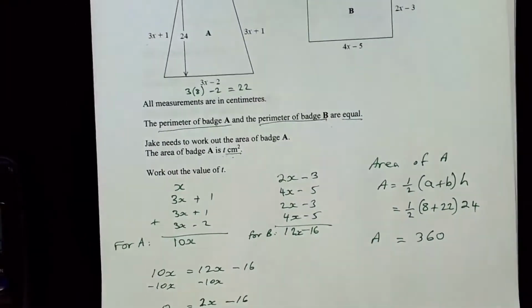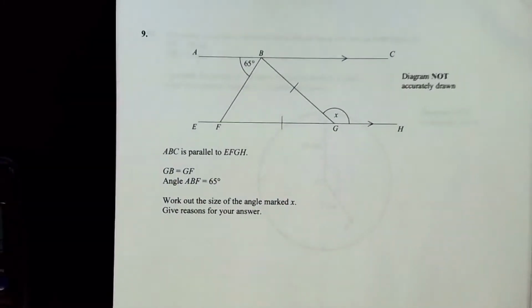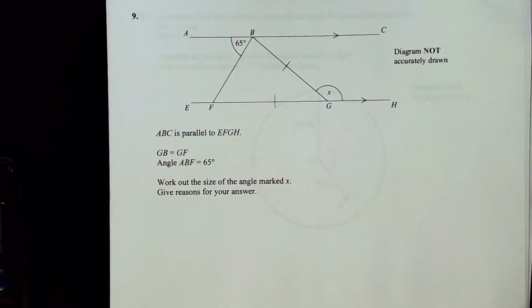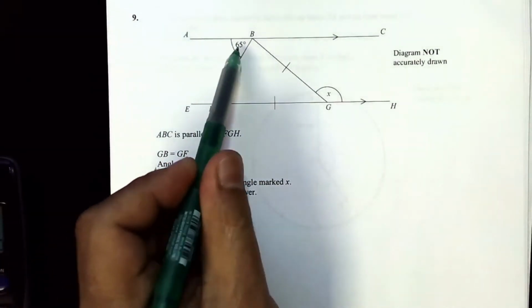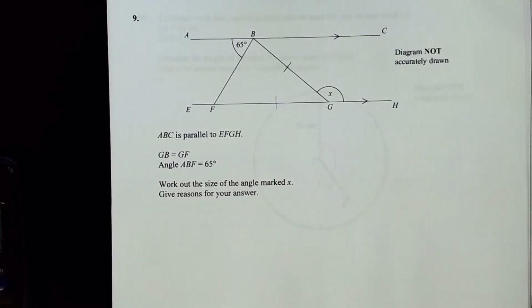Next question, question 9. On question 9, ABC is parallel to EFGH, GB equals GF, and angle ABF is equal to 65. You have to work out the size of angle marked X, giving reasons for your answer. As I work this out, I'm going to give reasons for each stage of the working out.